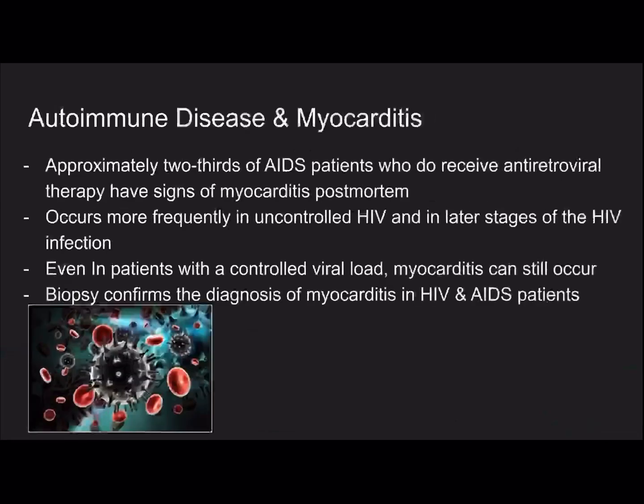And autoimmune disease and myocarditis. So approximately 2/3 of AIDS patients who do receive antiretroviral therapy have signs of myocarditis postmortem. So this basically means when someone dies of the AIDS virus, they would have an autopsy done. During the autopsy, the doctor or whoever's conducting it would examine the patient's heart, and then they would see evidence of myocarditis in that person's heart.